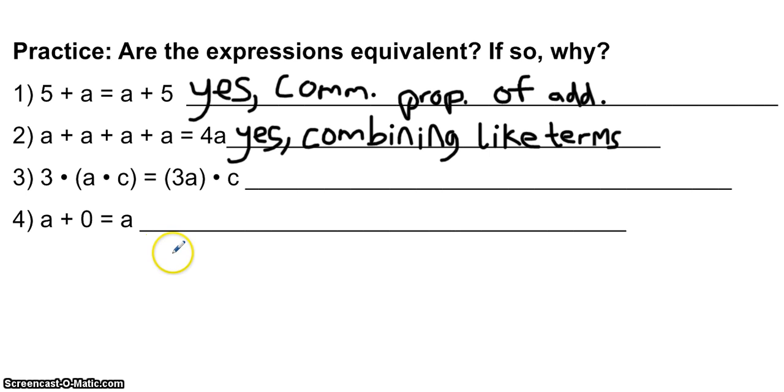Okay. And number 3, we have 3 times A times C is equivalent to 3A times C. Okay, well, looks like the grouping is changing, but the values are going to be the same. The product is going to be the same. So it is yes because of the associative property of multiplication. So the associative property of multiplication.